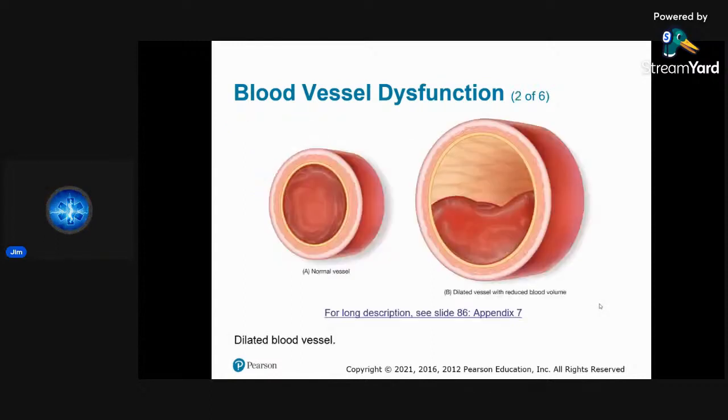Here's a nice picture of a dilated blood vessel. See, on the left is a normal vessel, and on the right is a dilated one. See how pressure can drop? Because the volume stays the same, the amount of space inside the vessel gets bigger, so the pressure will in turn drop.